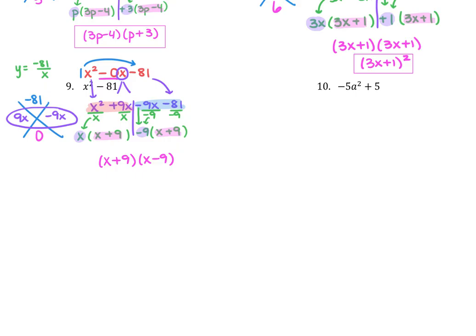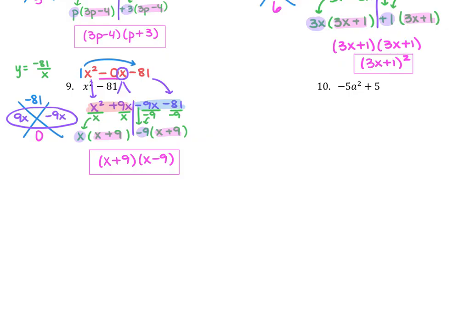Anytime I have a binomial where the middle term is missing, the b value is 0, and the c value is negative, it's always going to end up the same binomial but opposite signs. All right, number 10.